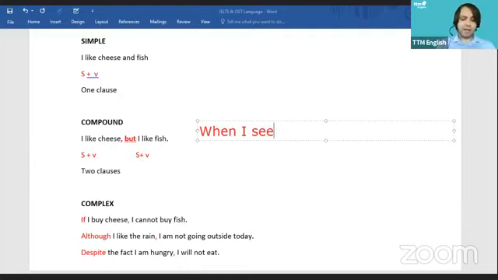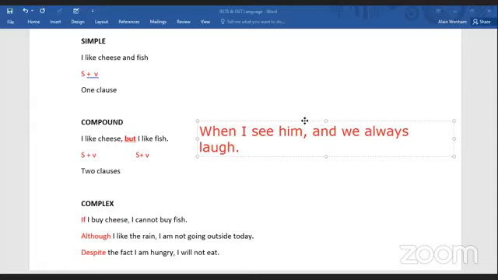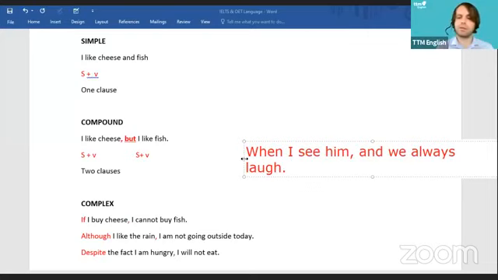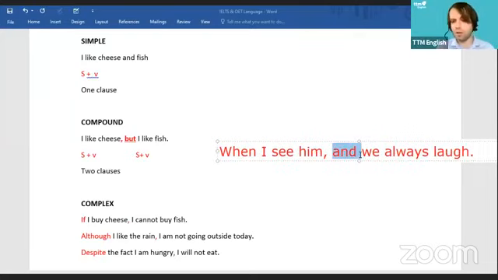When I see him, we always laugh. What about that one? Complex. This is compound. It's wrong. Is it compound or complex? There is no need for "and." No need for "and." You're too good for me, you guys.